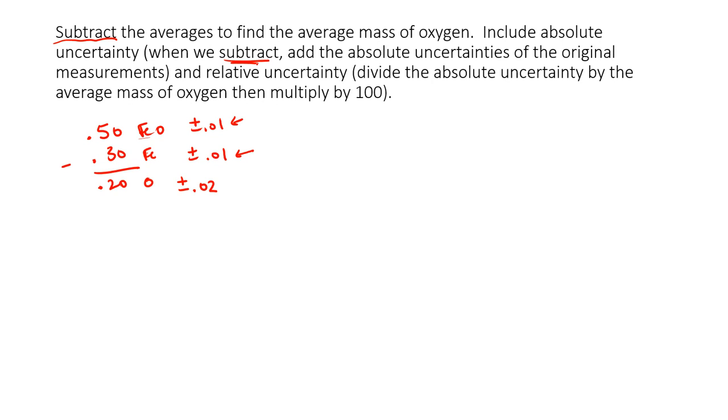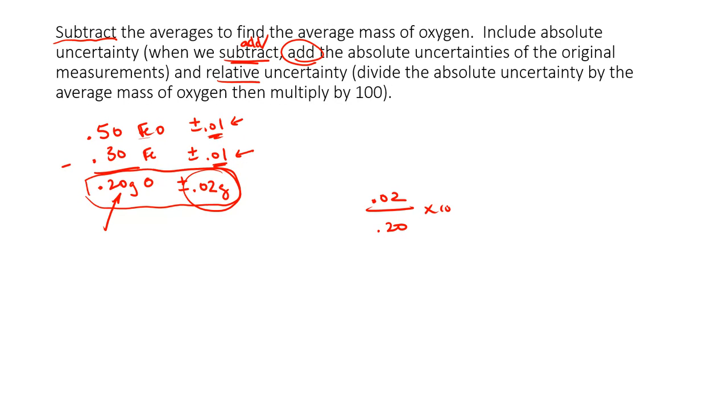So when we add or subtract data, we're going to add the absolute uncertainties to find the uncertainty of that difference or that sum. So I have 0.20 grams of oxygen plus or minus 0.02 grams. It's a bigger uncertainty because I have the uncertainty of this guy and the uncertainty of that guy adding up. So now I'm going to find my relative uncertainty. We're going to take this absolute uncertainty and divide it by the mass times 100 to make it a percent. 0.02 divided by 0.2 is going to give us 10%.